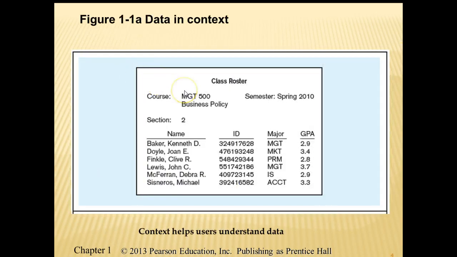So if you look at this figure, this has a collection of data that is names, IDs, the majors of the students and their GPA, and that is enclosed in metadata, if you will, that kind of describes what that data is about, which provides you information on the data from the database, if that makes sense.